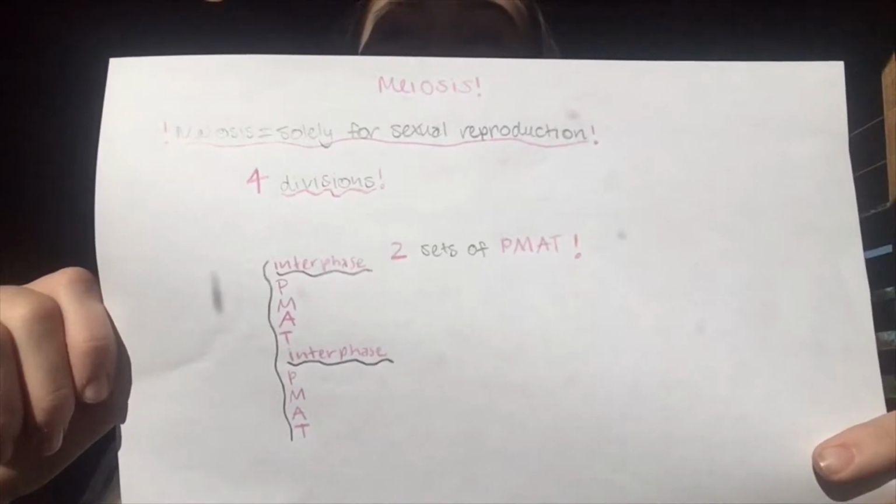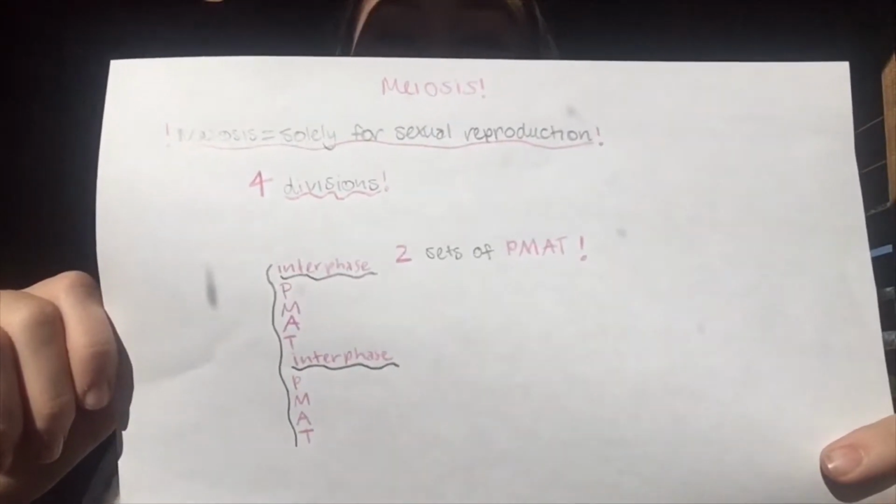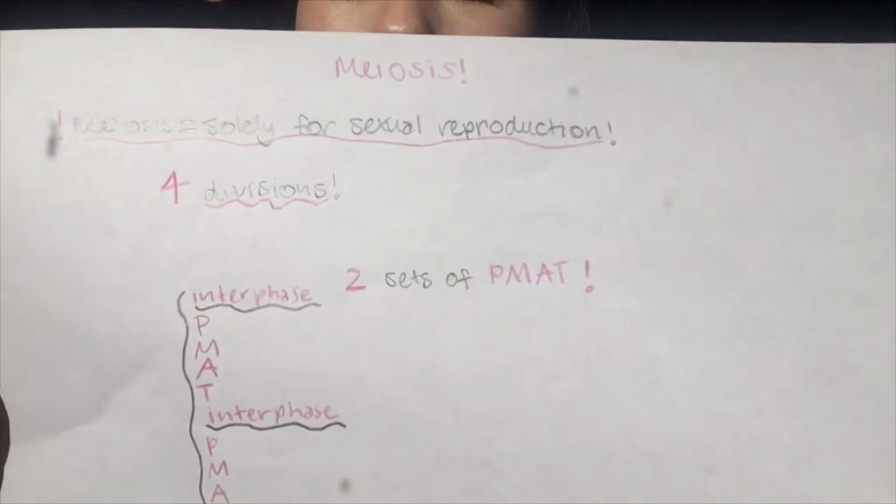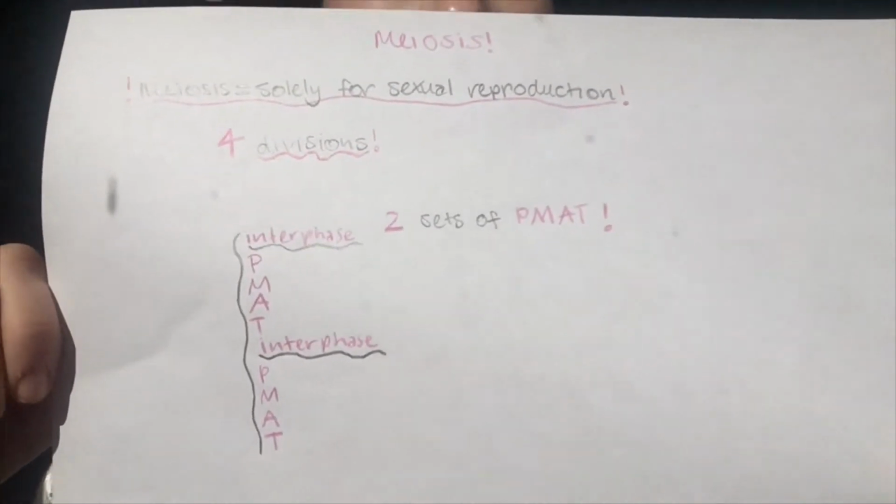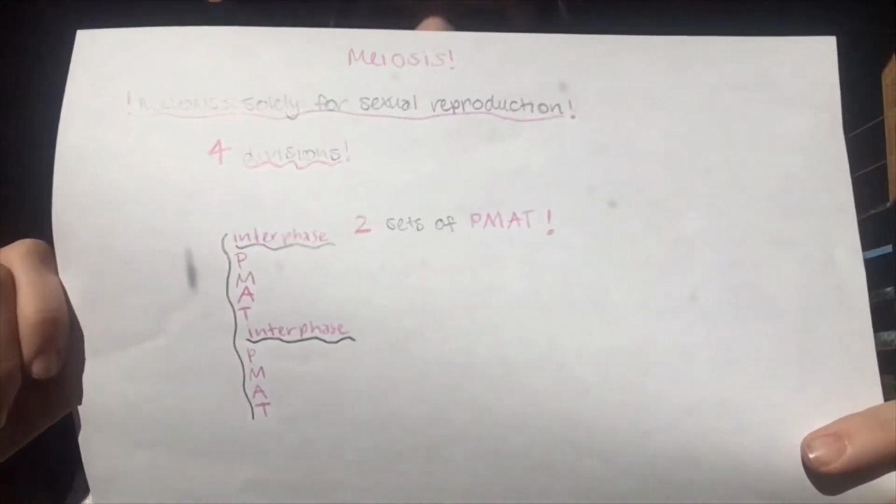Meiosis's process occurs in 2 sets of PMATs, prophase, metaphase, anaphase, and telophase, for those of you who don't know, in a row with interphase at the start of both of them.